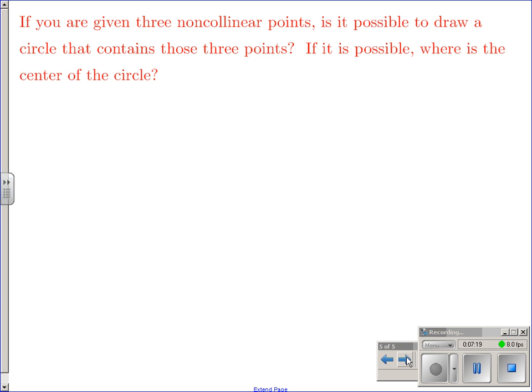All right, this is the last thing. This is what I'm going to leave you with to think about, and hopefully you'll come up with some ideas on your own for tomorrow in class. If you are given 3 non-collinear points, is it possible to draw a circle that contains those 3 points? So basically, you're just given 3 points. Doesn't matter where they are. Can you draw a circle containing those 3 points? If it is possible, where is the center of the circle?